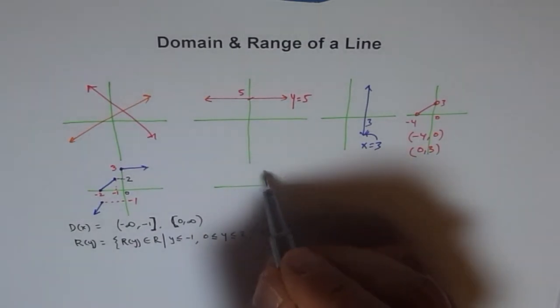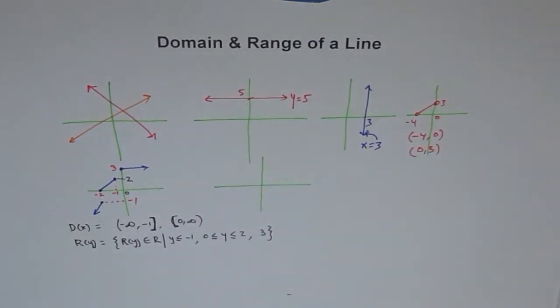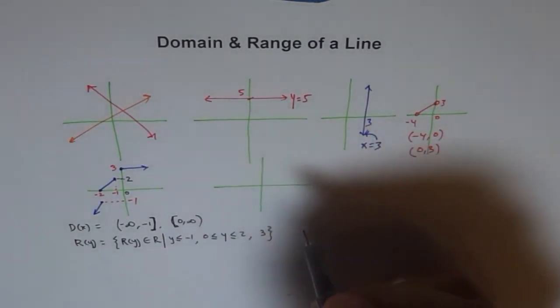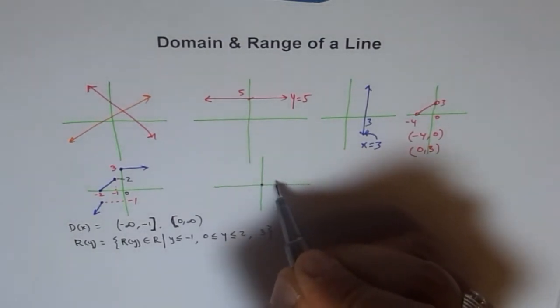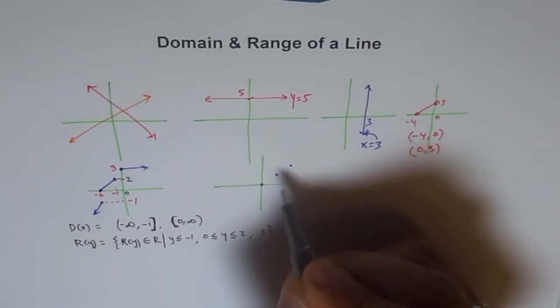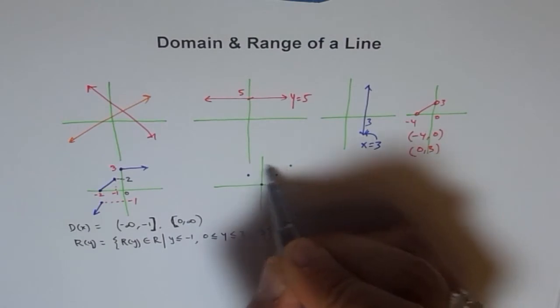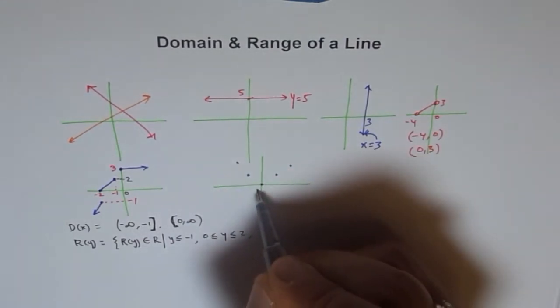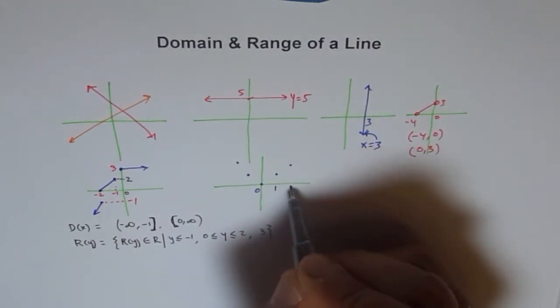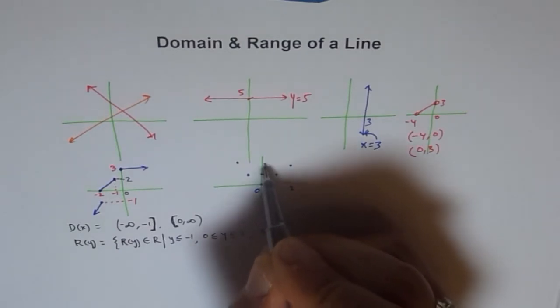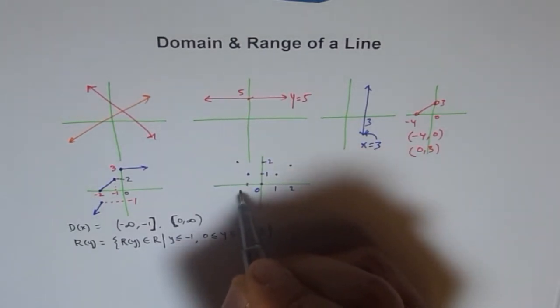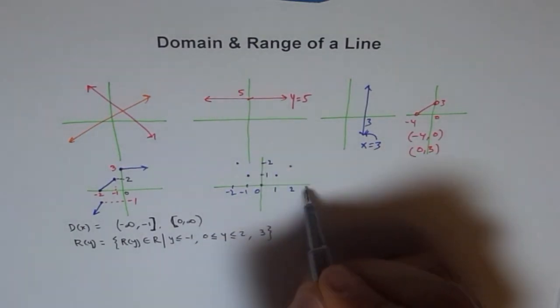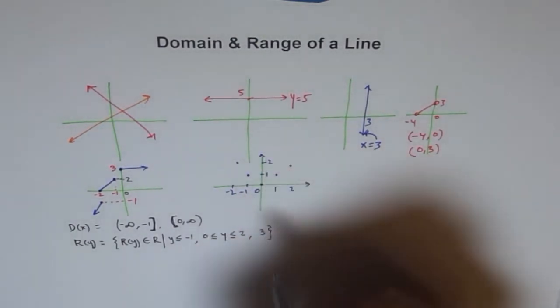This time I'll introduce you to some points. Okay, so let's say these are our points, right? Let's say we have a point here, a point here, a point here, and I'm making it symmetric, like this. Let's say this is at 0, this is at 1, this is at 2, and here also we have 1 here, 2 here, this is minus 1, and this is minus 2. Now, for this function, what is the domain and range?